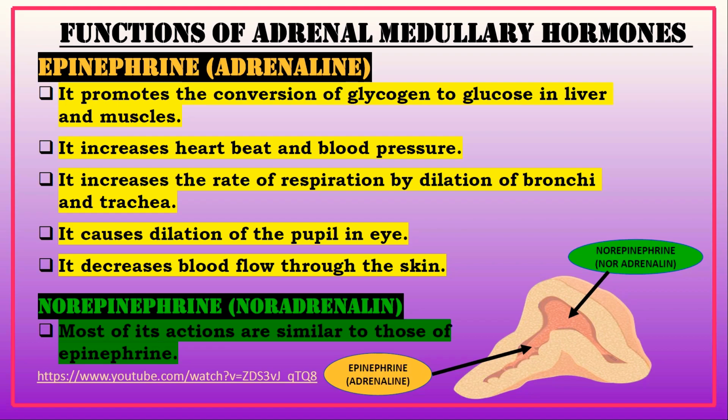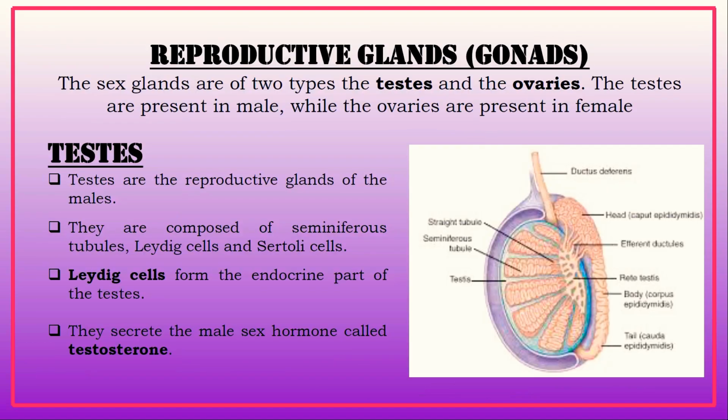It increases the rate of respiration by the dilation of the bronchi and the trachea. It causes the dilation of the pupil in the eye. It decreases the blood flow through the skin. Norepinephrine or noradrenaline: most of its actions are similar to those of epinephrine. Then coming to the reproductive glands.